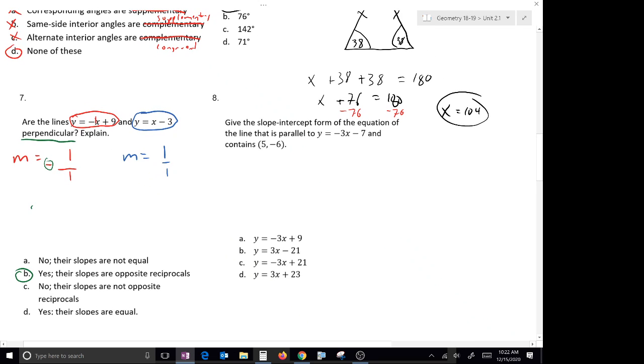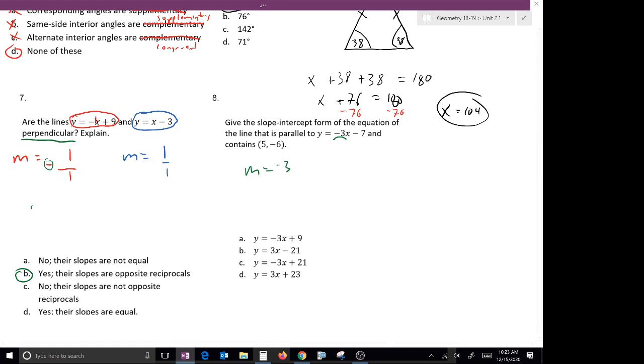Number 8. Give the slope-intercept form of the equation of the line that is parallel to y equals negative 3x minus 7 and contains (5, negative 6). So, first thing we want to do is find the slope of our original line, which is negative 3. So our new slope is going to be negative 3 as well.